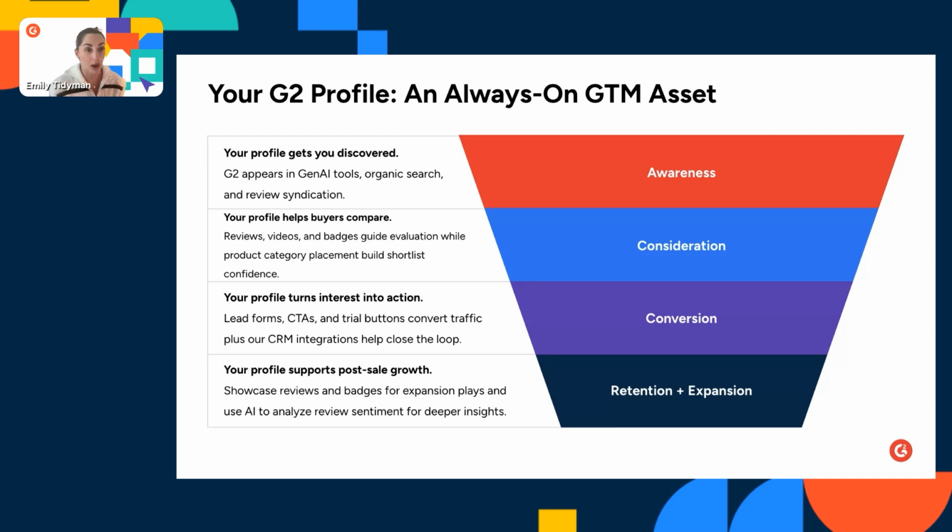So, starting with the awareness stage, your G2 profile helps you become discovered. We've already mentioned that G2 is the number one source for generative AI tools. So, whether these buyers are using ChatGPT, organic Google search, AWS, or even doing research on G2.com, ensuring that you have a G2 profile helps you increase your likelihood to be discovered in all of those different channels.